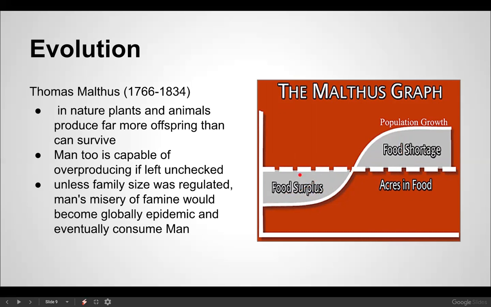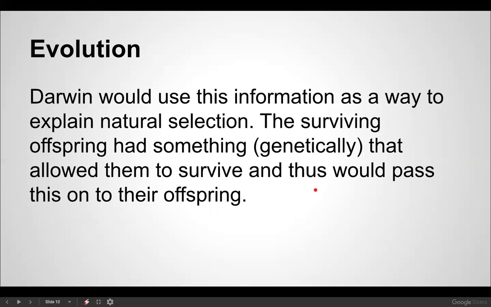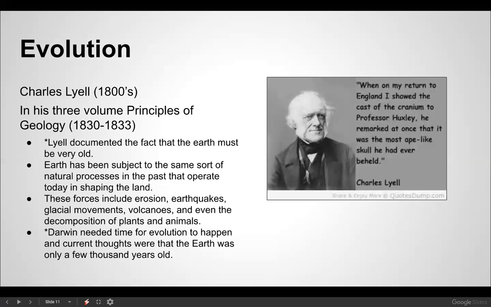As long as we stay at or below this line, then we would have enough food for humans to exist on the planet. So Darwin would use this information as a way to explain natural selection. The surviving offspring had something genetically that allowed them to survive and thus would pass this on to their offspring, so some sort of an advantage.